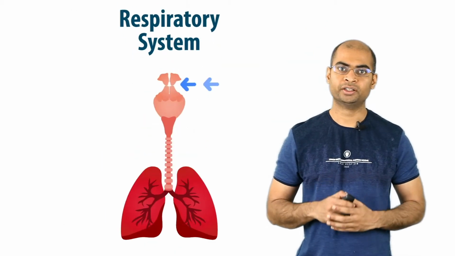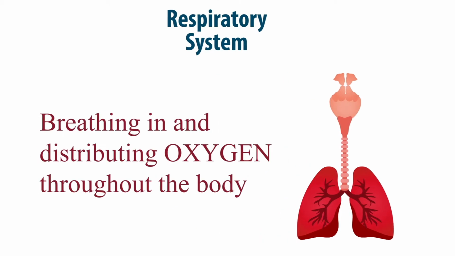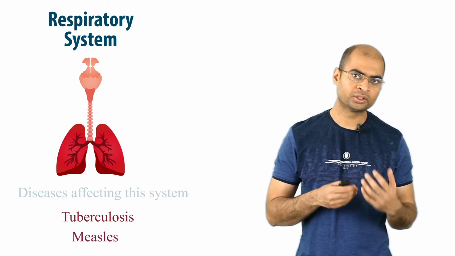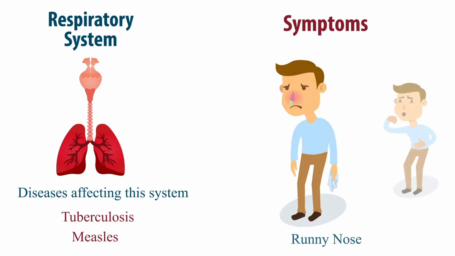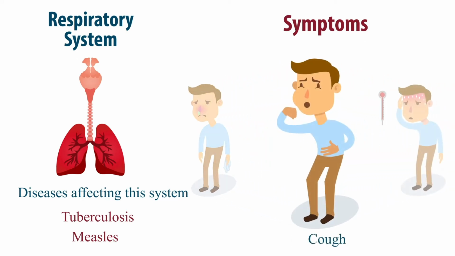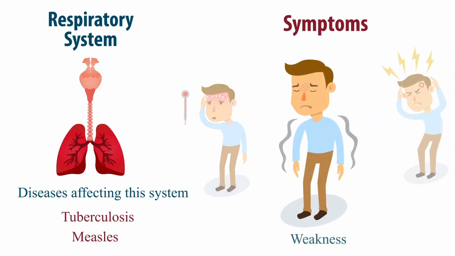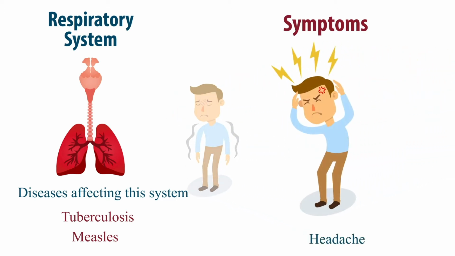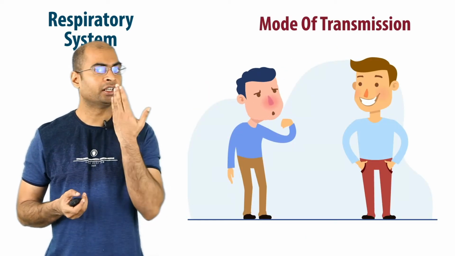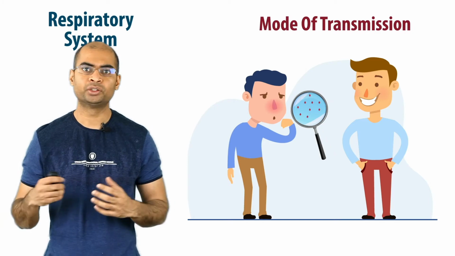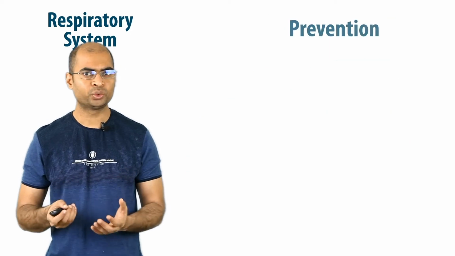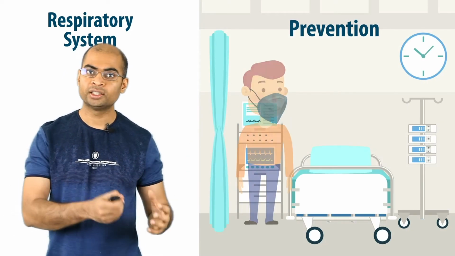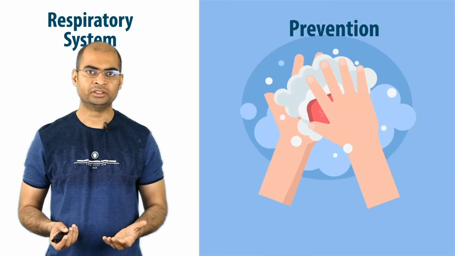Let's start with the respiratory system, which you all know facilitates breathing in oxygen used by our whole body. Diseases like tuberculosis and measles attack this system. This can make it really hard to breathe, and cause a runny nose and severe cough. Also, because of lack of oxygen, it can cause weakness, tiredness and headaches. These pathogens that are in the nose and throat can quickly spread through the air when the sick person coughs or sneezes. So the best way to prevent the spread is to isolate the sick person and follow basic hygiene.